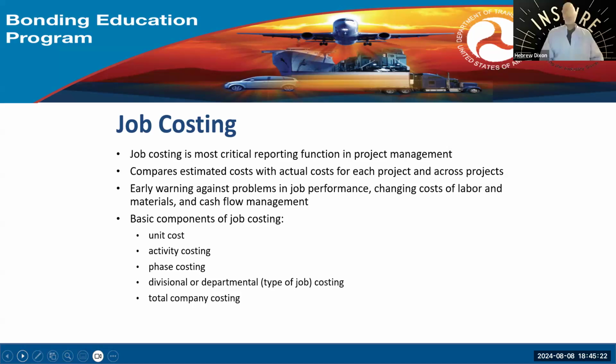The second bullet talks about comparing the estimate, which we talked about, to actual cost for each project and across each project. So when they say for each project, as a business owner, that's for each of your projects. Each one has a culture for cost. I call it a culture for cost. If you don't have a culture for cost, you need to be working with somebody else, because that's really going to protect your money. And when it says across project, it means inside the project itself, right? Each project and across the project means that you go deep down. So early warnings against problems in job performance, changing costs in labor and materials, and cash flow management.